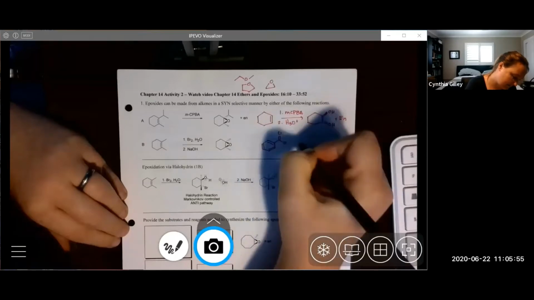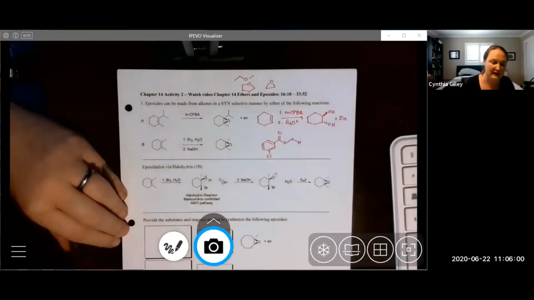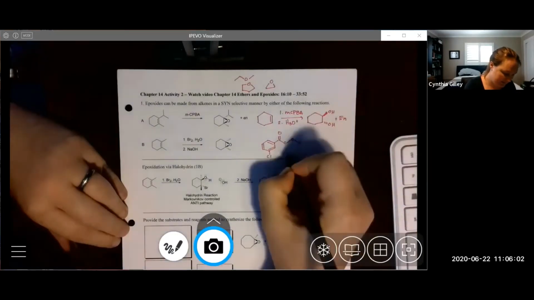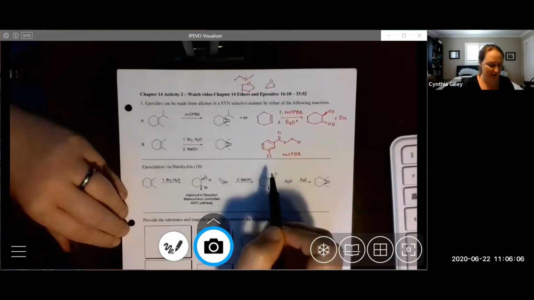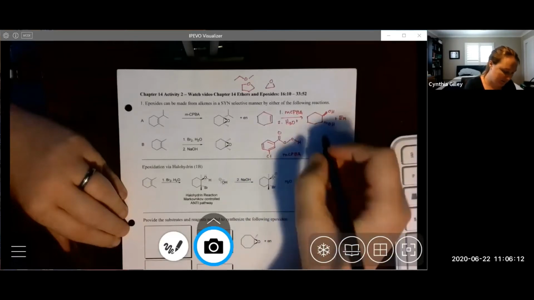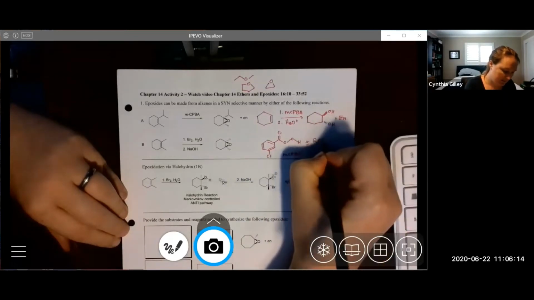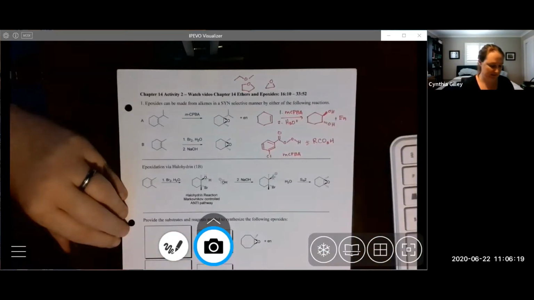we have metachloroperoxybenzoic acid, right? The aromatic ring and the chlorine don't really matter. It's this sort of RCO3H. Sometimes it's just written as R. This is a specific type of peroxybenzoic acid.